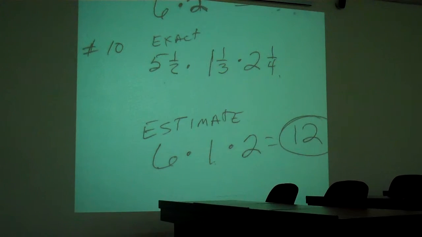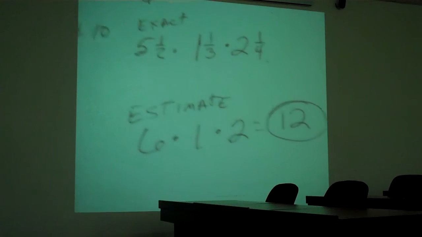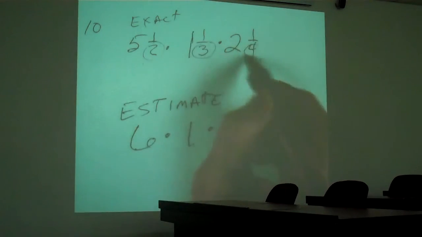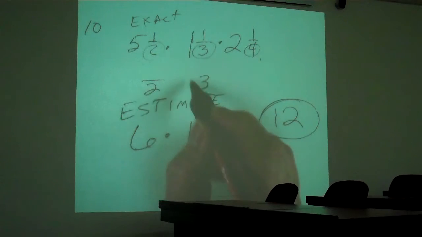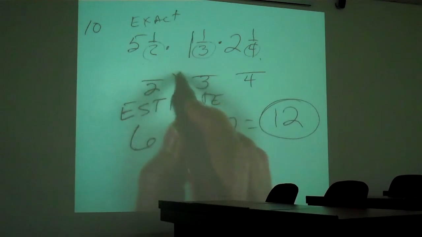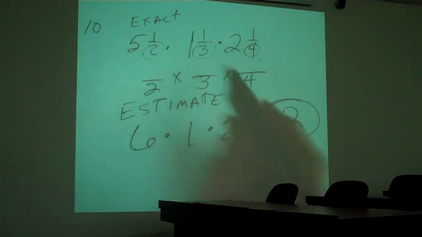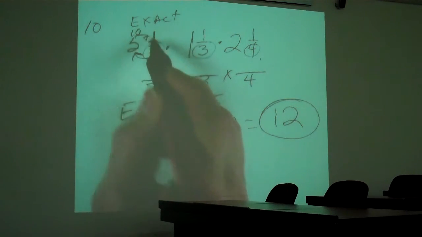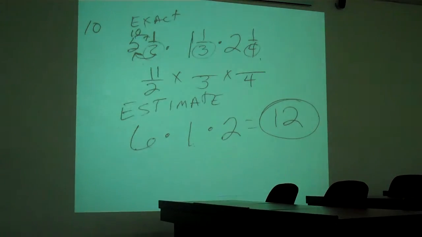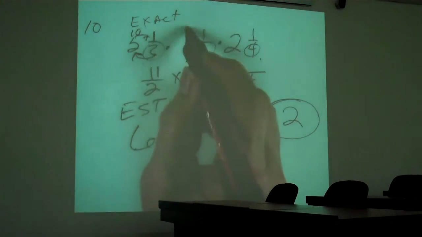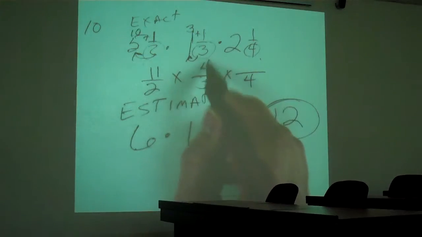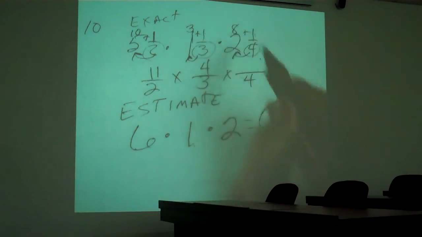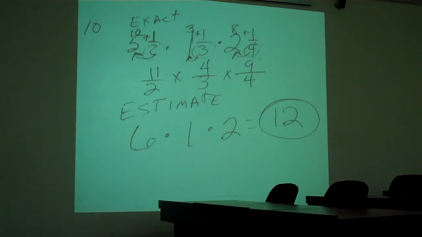Our estimate's 12 again. Okay, now the exact, we know we're still going to have our 2, 3, and 4 on the bottom. And we're going to turn these into improper. 2 times 5 is 10, plus 1 is 11. 3 times 1 is 3, plus 1 is 4. 4 times 2 is 8, plus 1 is 9.